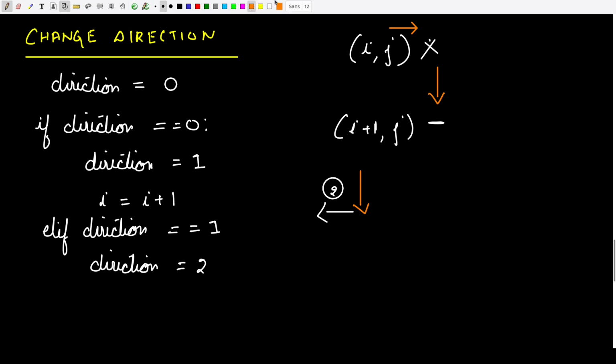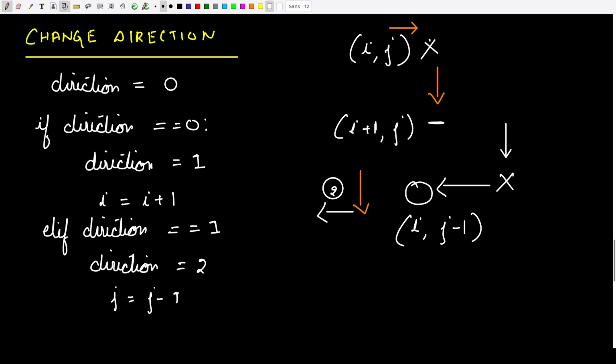So if this is the element I am at and my current direction is top to down, which is this, then the next element will be at this position. And what will be the index of this position? Well, the index of this position will be i, since we are not altering the row, but we are altering the column, which is j minus 1. So over here, our j will be altered and this becomes j minus 1.